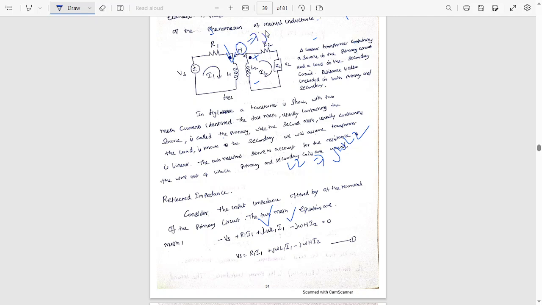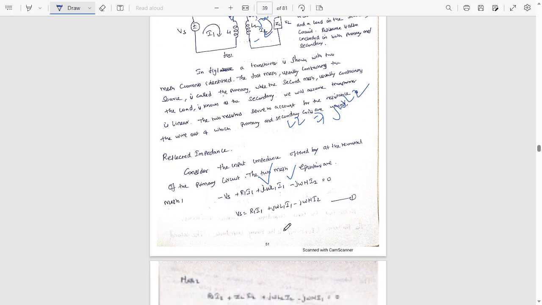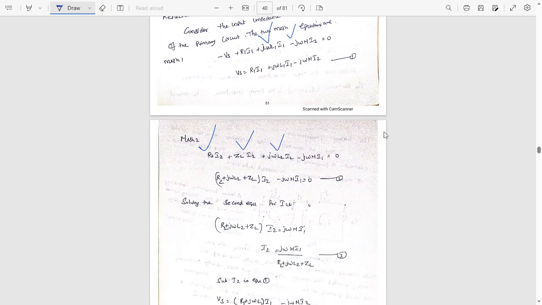M can be written as j omega M. So we can write j omega M. It was due to the current I1, so multiplied by I1. Now check the direction of current I2. I2 is entering negative and leaving positive, so it does not obey passive sign convention. So we'll get minus j omega M I1. So we got minus j omega M I1.